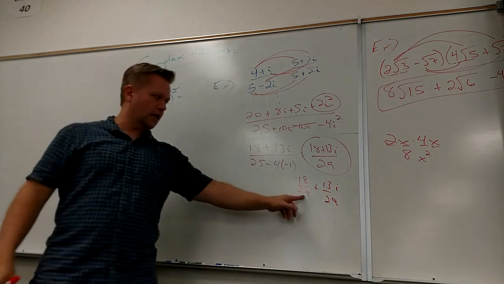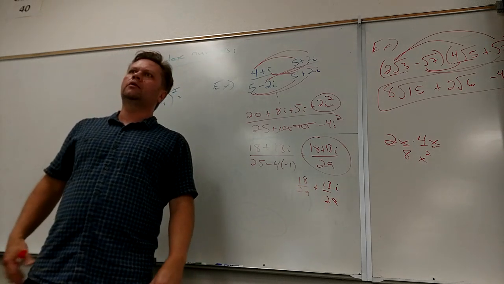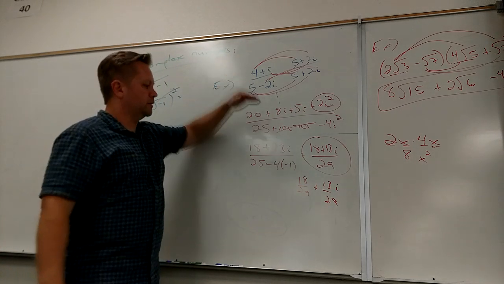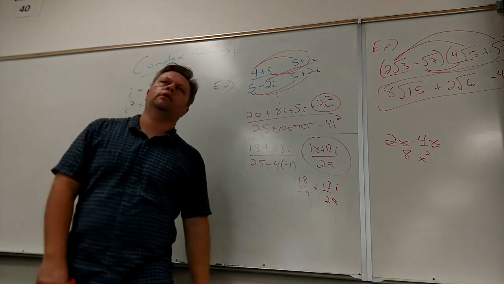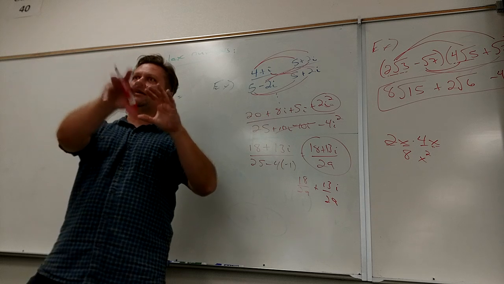Just to show you it is a plus bi. It is in the form of a complex number. Complex divided by complex is complex, complex plus complex is complex, complex times complex, complex. So you always have to be able to write it as a plus bi.